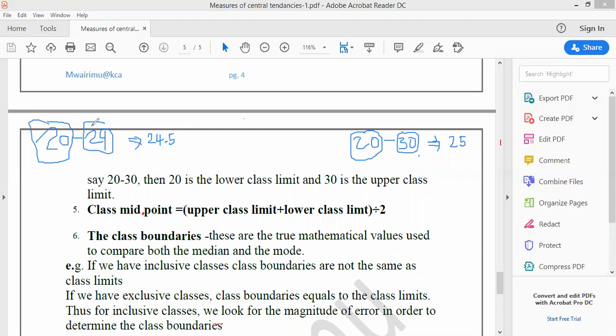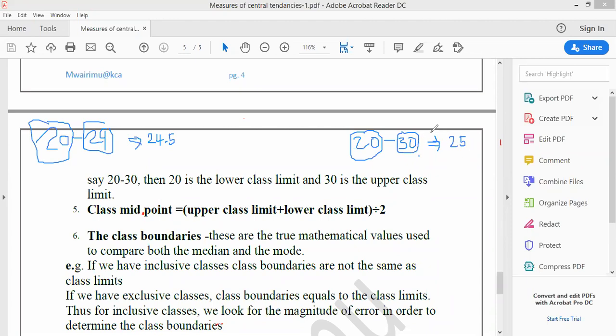Whether inclusive or exclusive, the point is take your upper class limit, add it to the lower class limit. That sum you divide by 2, it will give you the class midpoint. Class boundaries, I've said, you must compute them in case your classes are inclusive in nature. If they are exclusive, the limits and the boundaries are the same. They coincide and there is no need for you to compute them.